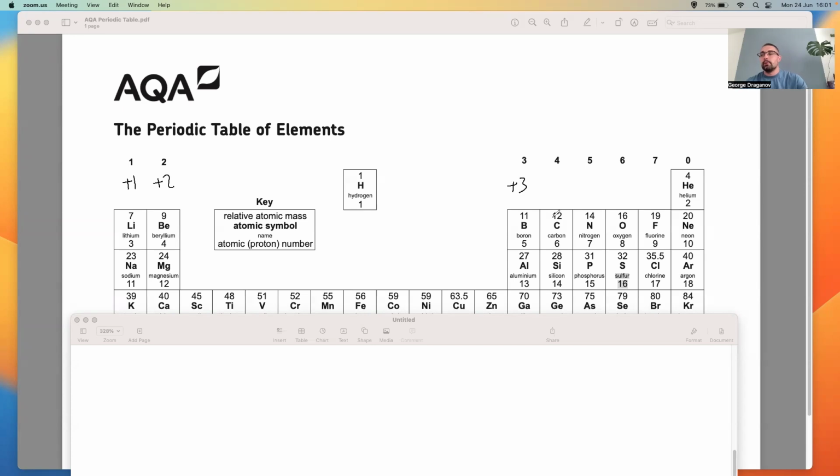Now, carbon, we don't deal with group 4 normally. They don't form ions, so we don't need to worry about it because you can either gain 4 or lose 4. Technically, it's equally likely. So for now, we can either leave it blank or we can put +4.